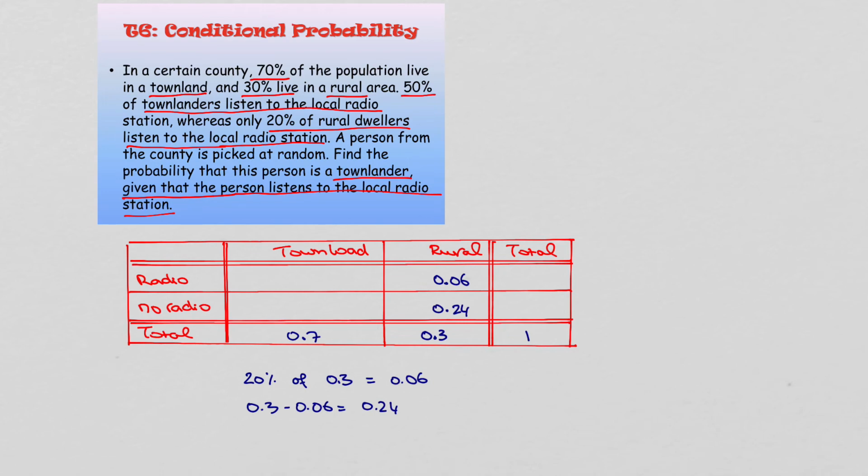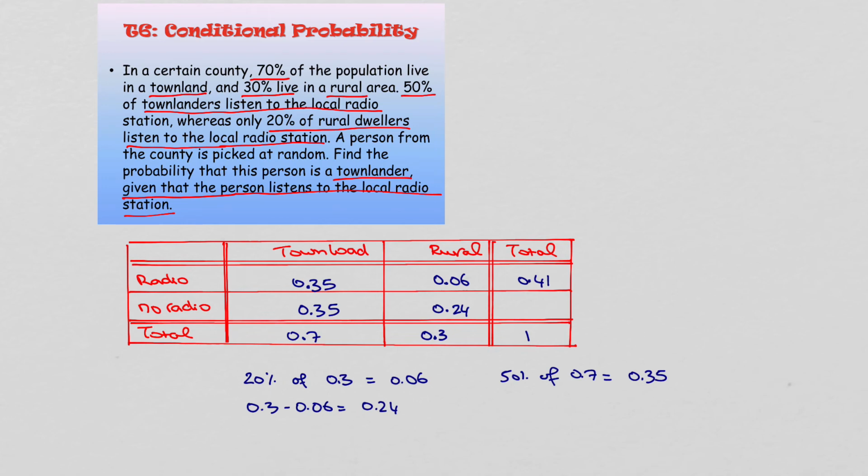Then if we look, what we can do is see how many of them are listening to the radio in the townlanders, and we can see that it's 50% of townlanders are listening to the local radio. So 50% of 0.7 is obviously going to be 0.35. So therefore 0.35 are listening to the local radio in the townlanders, and obviously 0.35 are not listening to the radio. So again, I can check my totals and I can say, well, 0.35 plus 0.06 must give me 0.41.